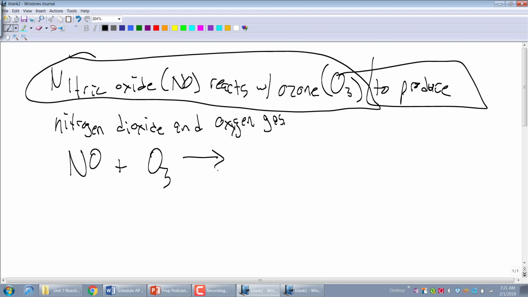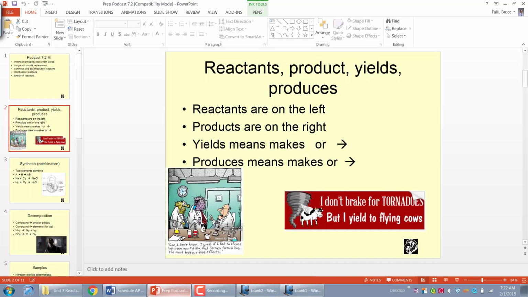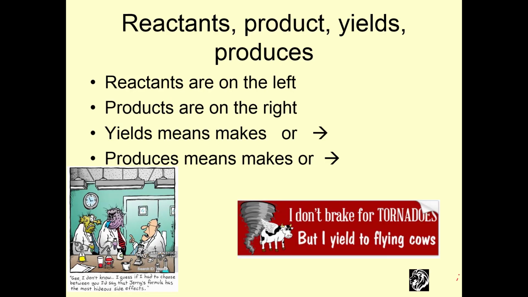Nitrogen dioxide, we're talking about molecular compounds, I hear my prefixes: NO2. And means plus, oxygen gas. Really not that bad to figure out. So reactants are on the left, products are on the right. If you say reacts with, that means it's a reactant. Produces, everything after produces is going to be a product.